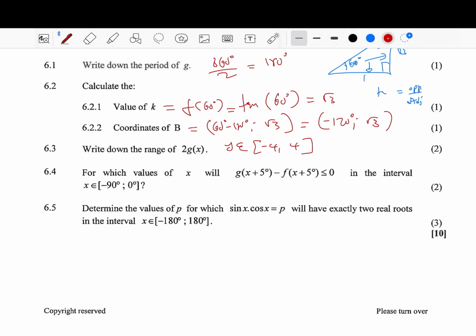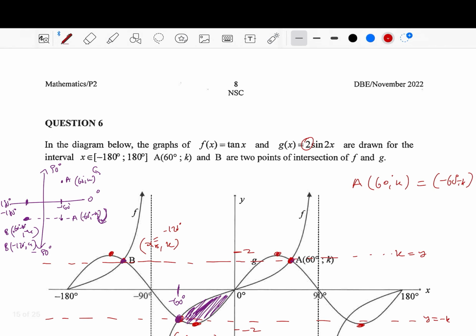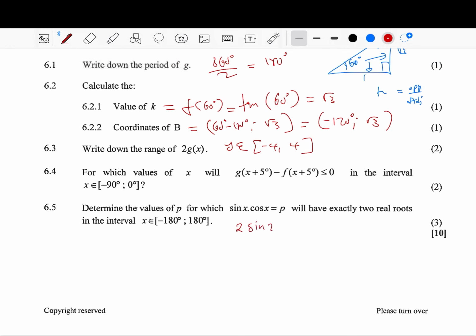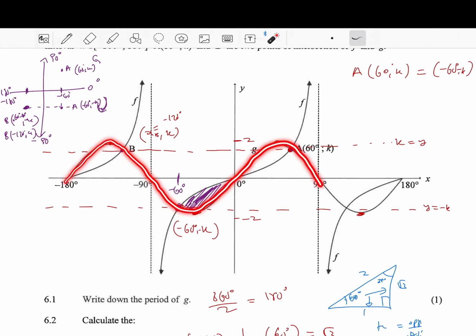So the way you need to think about this is this way. You have G of X is equal to 2 sine 2x. This is already in between negative 2 and 2. We already know that it is moving between negative 2 and 2. That's what it moved.